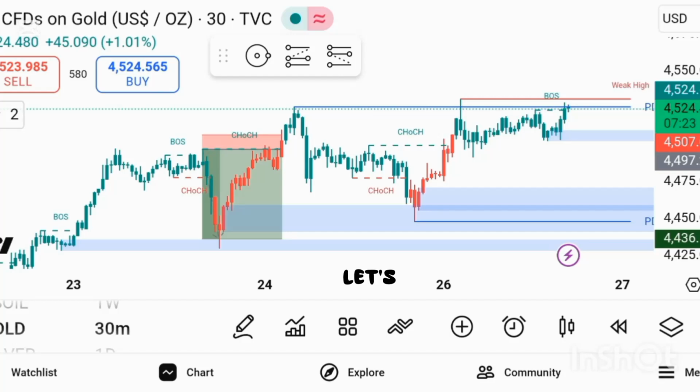Now, let's summarize this analysis. As long as gold remains above the 4,460 demand zone, the bullish bias remains valid. The highest probability trades are buys on pullbacks with proper confirmation. Sells should only be taken after liquidity is grabbed and structure clearly shifts. Always wait for confirmation. Always manage your risk. And never trade without a plan.